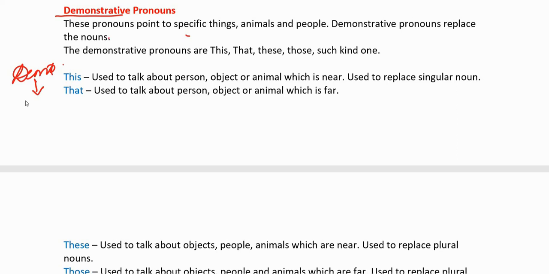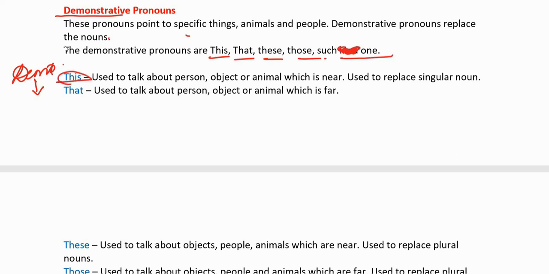Instead of using the nouns all the time, we simply use demonstrative pronouns to point or to talk about specific things, animals and people. The demonstrative pronouns are this, that, these, those, such, one. Let us first look at this.